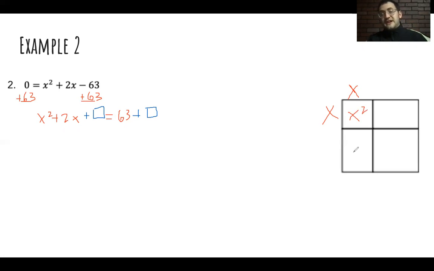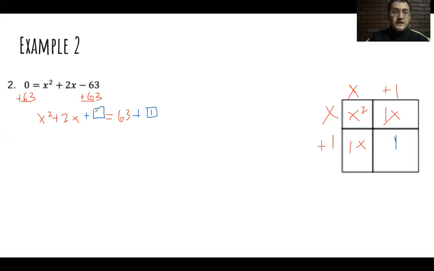Our goal is to get 2x. And the way to do that evenly is to say that we have 1x and 1x. So these are positive. So this is going to be a plus 1, and this is going to be a plus 1 as well. And the number that's going to be in blue, the number that completes the square, is just going to be 1 times 1, which is just 1.